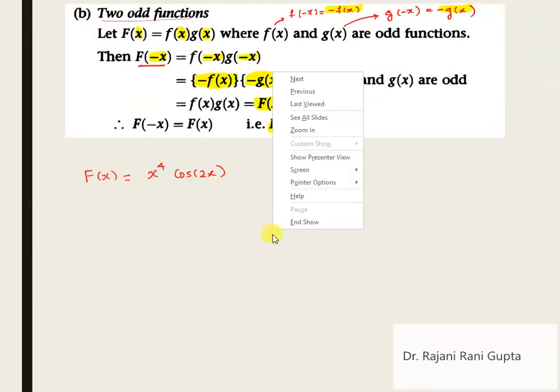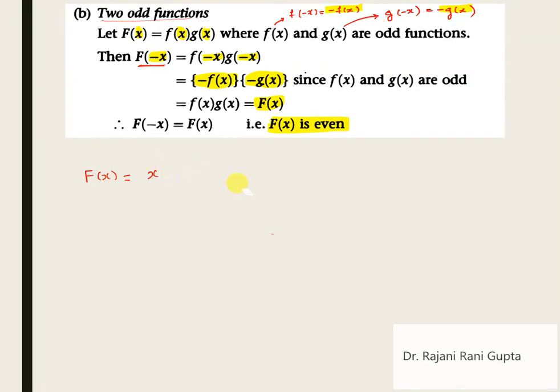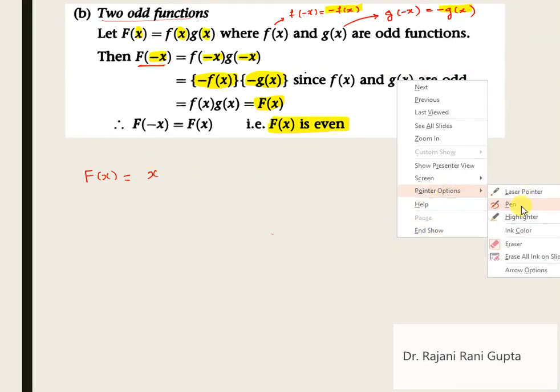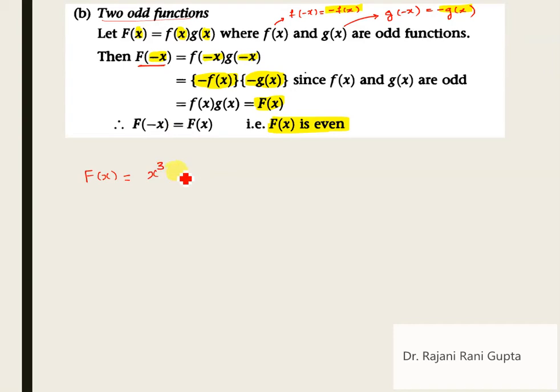Like here, let me just make it an odd function. If I say x power 3 sine of x, so we know that x power 3 is an odd function. Sine x is again an odd function, because minus x power 3 is minus x power 3, and we know that sine of minus x is minus sine of x. So these both are odd functions.